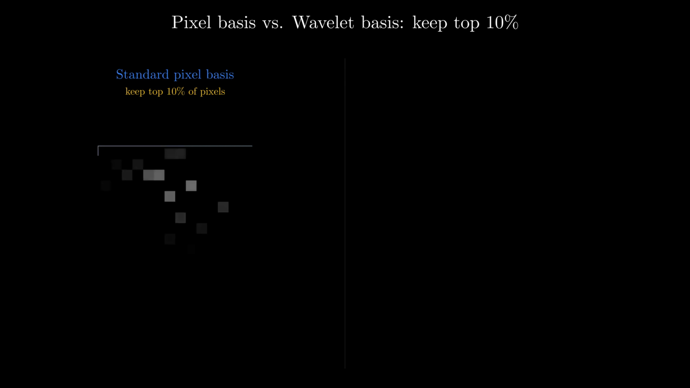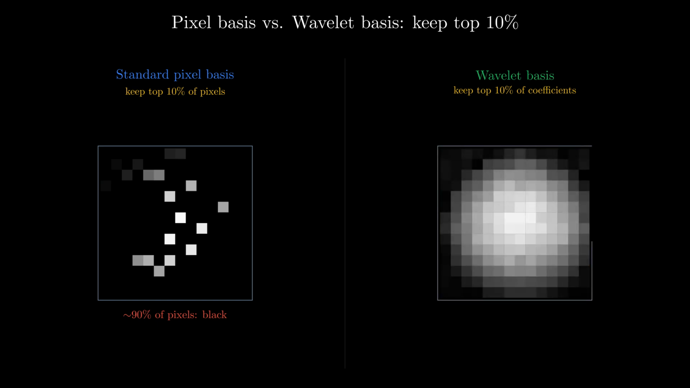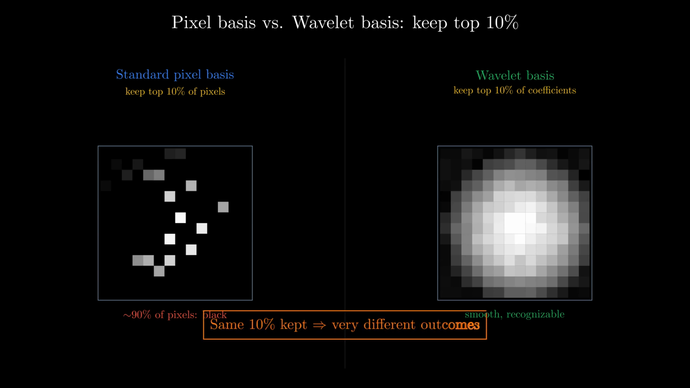Let's compare these side by side. On the left, standard pixel basis, keep the top 10%. The image is mostly black holes. The other 90% of pixels are simply gone. On the right, wavelet basis, keep the top 10% of coefficients. The reconstruction is smooth, recognizable, almost indistinguishable from the original. Same fraction of data kept, completely different outcomes.